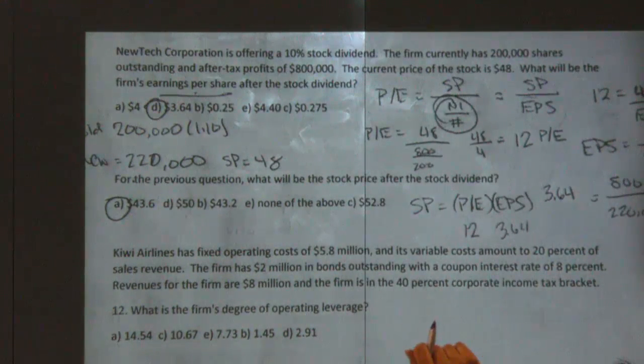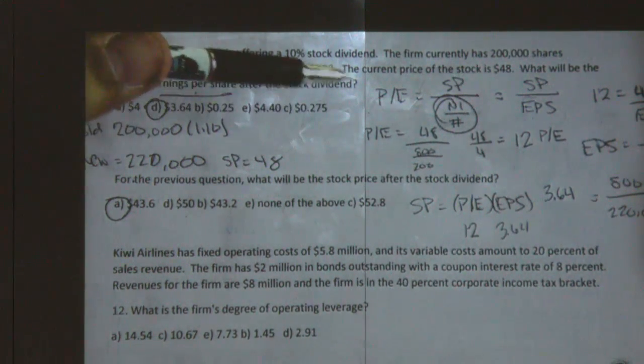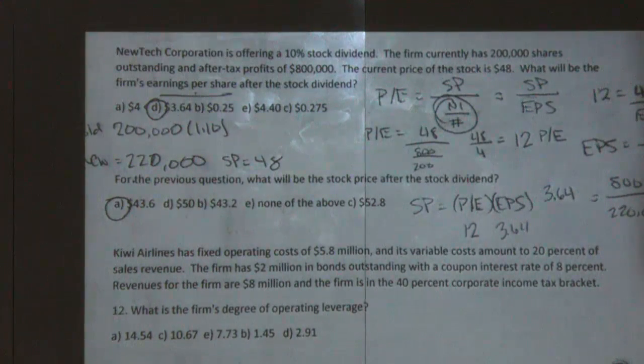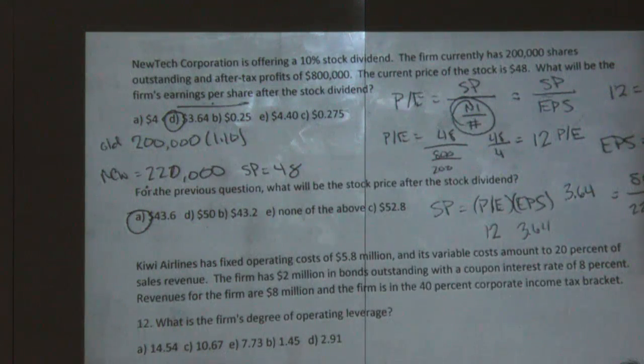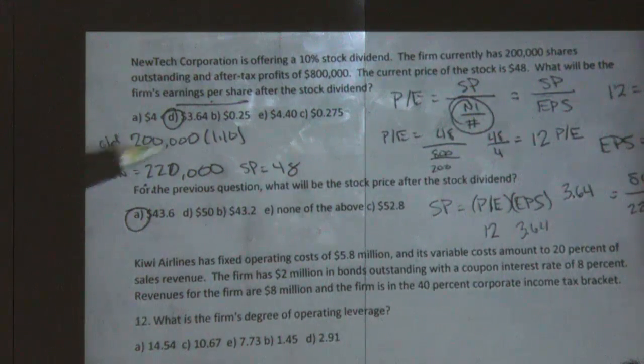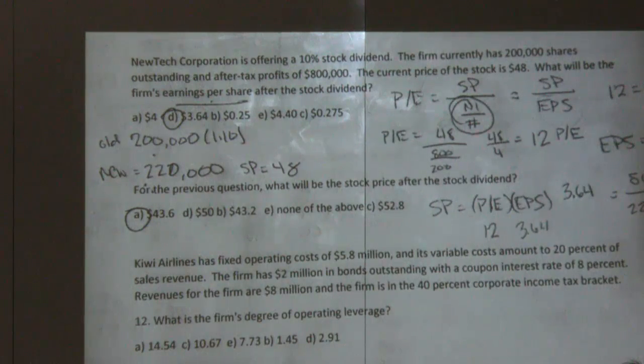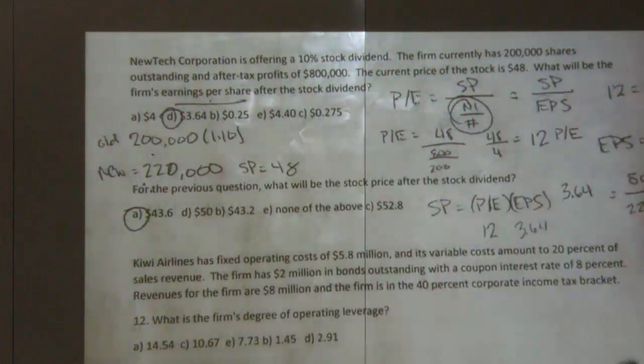There you guys go. So we needed to solve for the PE ratio to find our new stock price for the next question. Did you have a question? Oh, the 220,000. This comes from our new stock shares. If we have a 10% stock dividend, we're adding 10% more stock to our company, and we're at 200,000. So we're just adding 10% on top of that. It'll just be 1.10 times 200,000, and that'll give you your 220. Yeah. Cool.